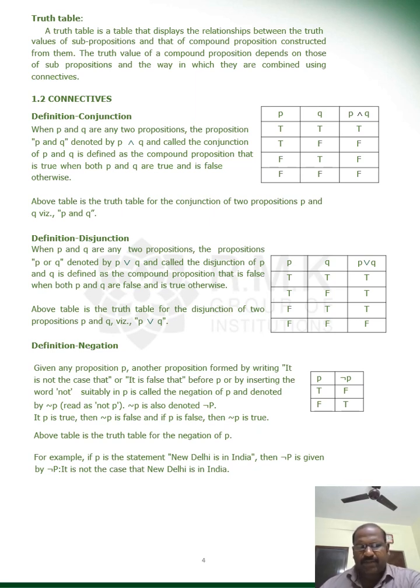Another is the negation part. Given a statement, it is true or false. For one statement there are only two possibilities: one is true, one is false. So if it is true, its negation is false. If it is false, you write its negation as true. That is the negation of the given statement.